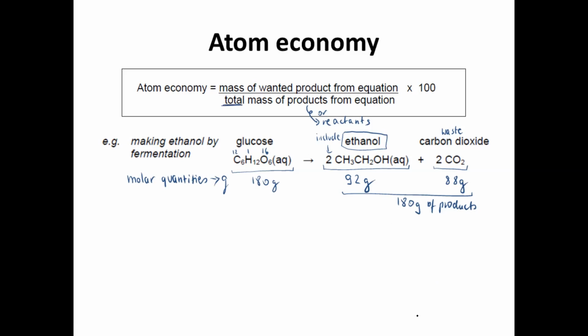Sometimes it depends on the reaction. Some reactions are easier to do one way or the other. It really depends. Right, so how do we calculate our atom economy? Our wanted product was the ethanol, and we worked out that's 92 grams. So if I take 180 grams of my reactant, my glucose, I make 92 grams of ethanol. And I took 180 grams of my reactant, times 100, you get 51%.